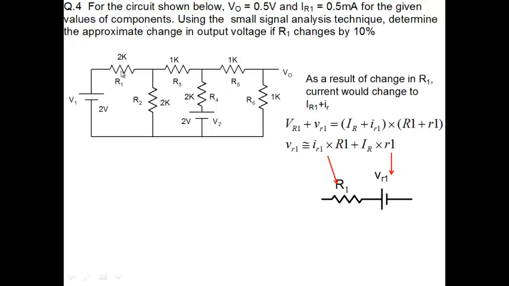For example, in this case, we are saying there's a circuit which is given here. There's a voltage, 2 volt, and there are other voltages also there. So there is current flowing in this particular circuit. And then we are asking, suppose I change this element R1 by 10%. I increase this value by 10%.